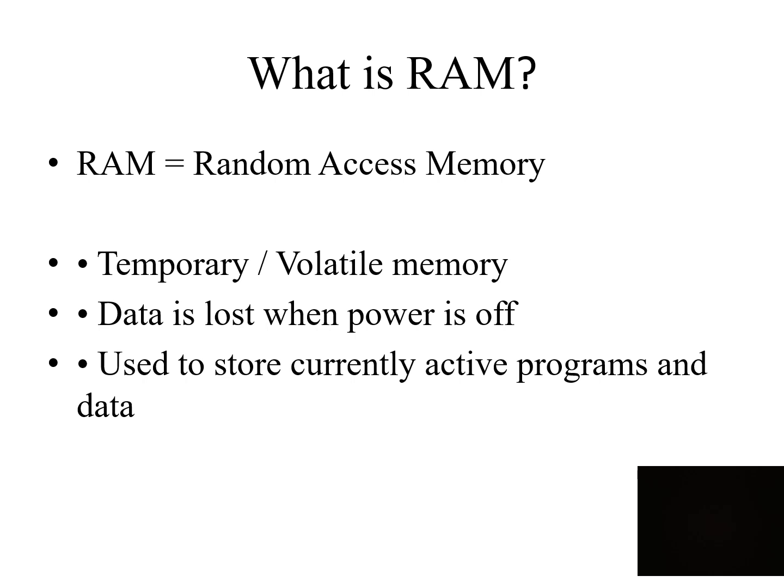Now let's focus on RAM. RAM stands for random access memory. It is called random access because the CPU can directly reach any location in RAM quickly, without reading everything in order. RAM is a temporary or volatile memory. That means the moment you turn off the computer, all the data in RAM is erased.